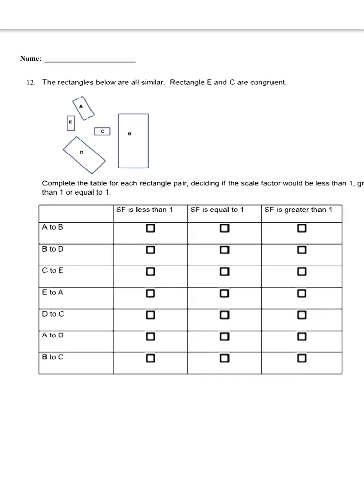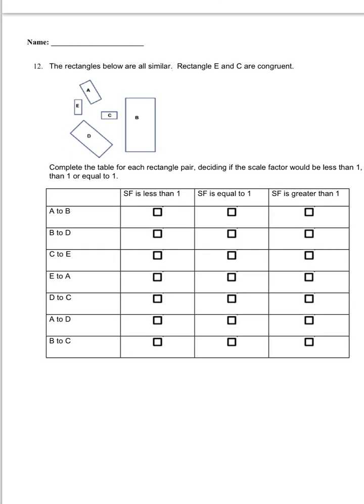It is asking me, if I were to go into these rectangles, is my scale factor, is the number going to be larger than 1, smaller than 1, or is it going to be equal to 1? As in, do I get bigger, smaller, or stay the same? So if you look at A to B, did I get bigger, smaller, or stay the same? Well, from A to B, I got bigger, so it's going to be greater than 1. B to D, I got smaller, so it's going to be less than 1. C to E, I stay the same, so it's going to be equal to 1.